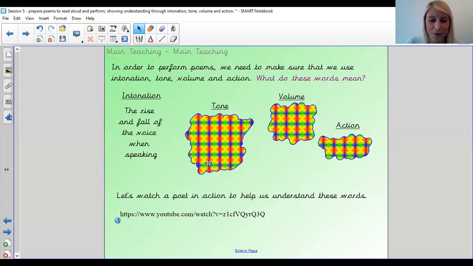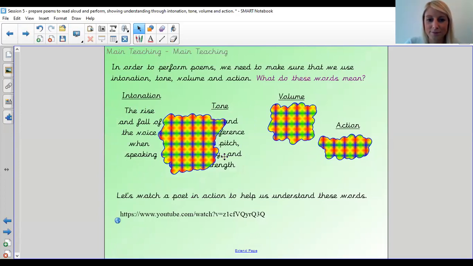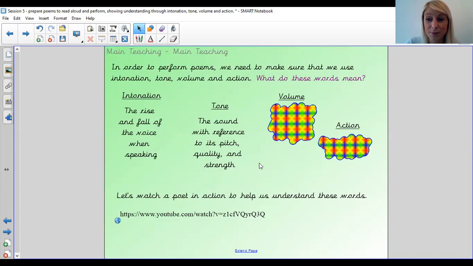Okay, let's think about tone. So the sound with reference to its pitch, quality and strength. So you need to make sure your voice is clear, okay, and that the pitch is correct. If you're speaking too high or too low, it can be difficult for people to understand you, okay? So the tone of your voice and the quality of your speaking is really important, and that includes pronouncing words correctly, okay?